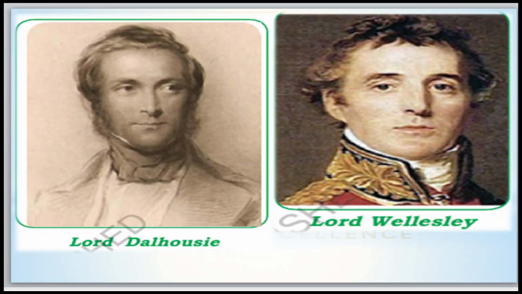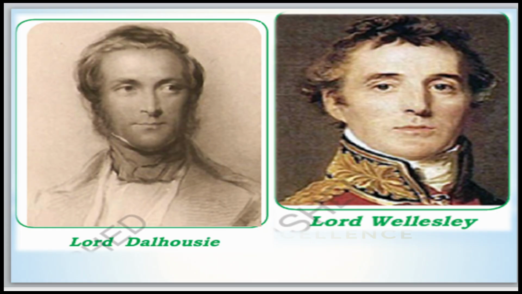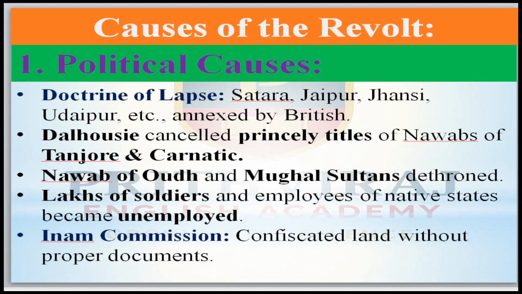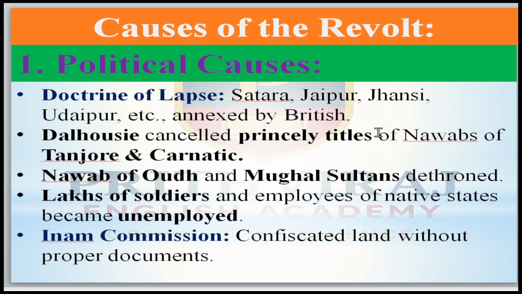Now come to the causes for the revolt, the causes for the first war of Indian independence. First one, political causes. Very important, the doctrine of lapse introduced by Lord Dalhousie. According to that, Satara, Jaipur, Jhansi, Udaipur, etc. were merged by the British.